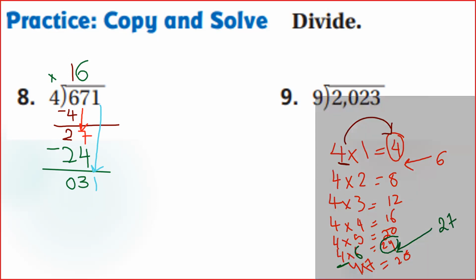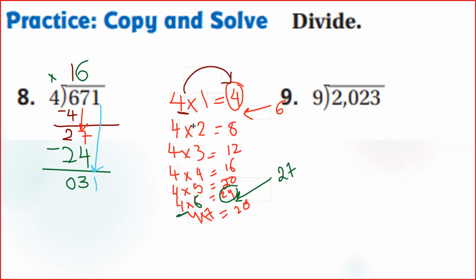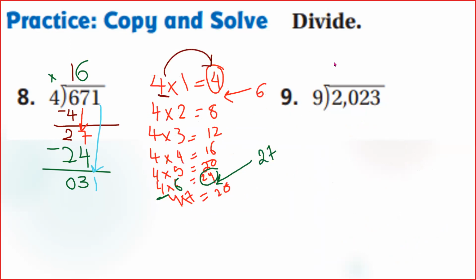Let's go back to the multiplication table. We said that here, 4 times 7 is 28, and then 4 times 8 is 32. Now, where is 31? Between which two numbers? Bravo. It's between 28 and 32. Now, which number should I take?